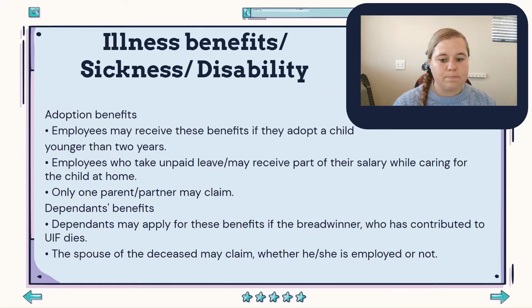Adoption benefits. Employees may receive these benefits if they adopt a child younger than 2 years old. Employees who take unpaid leave may receive part of their salary while caring for the child at home. Only one parent or partner may claim. Dependents benefits. Dependents may apply for these benefits if the breadwinner who has contributed to UIF dies. The spouse of the deceased may claim whether he or she is employed or not.